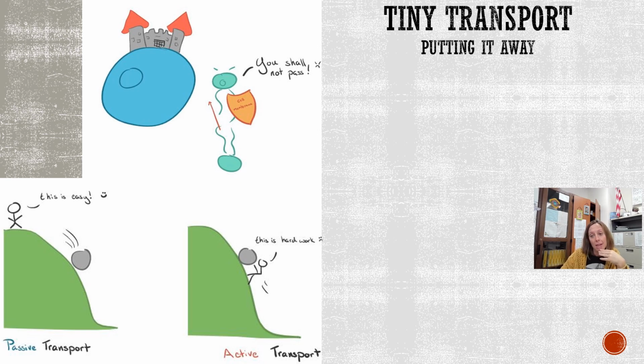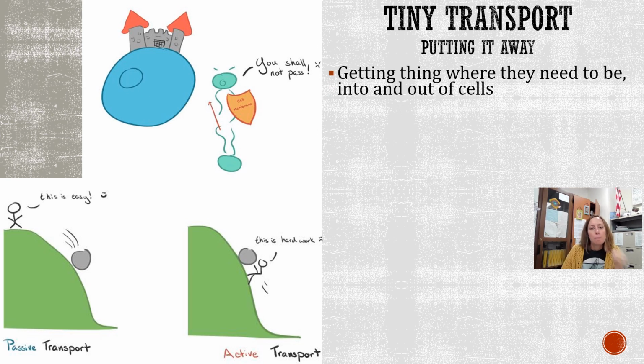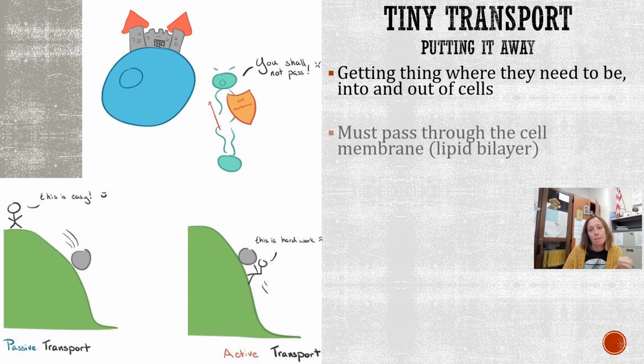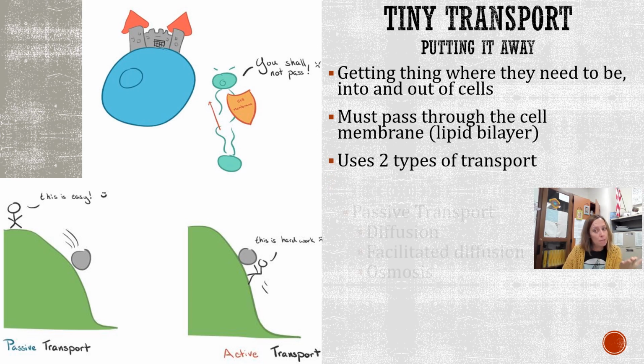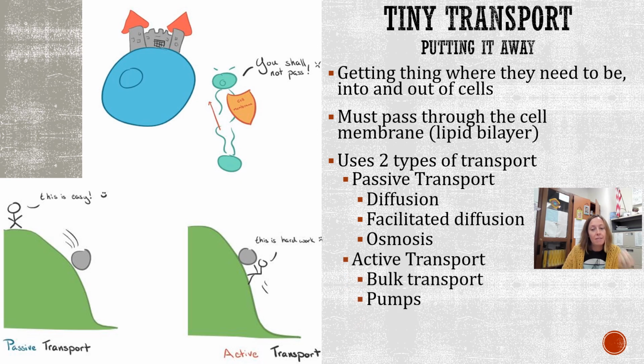So now that we break everything down, we have to do something with it or put it away. How are we going to use it? Now it's sitting in our small intestine all broken down, but now what? We have to get things where they need to be, into and out of the cell. They're going to have to pass through the cell membrane, and we're going to use two types of transport. We've mentioned this before, passive and active.